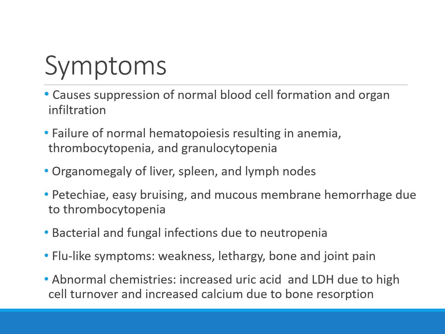Flu-like symptoms such as weakness, lethargy, bone and joint pain. And then of course we're going to do additional testing because we have to really narrow down what's going on in the body in vivo. We're going to do chemistry testing, and a lot of those chemistry tests may come back abnormal. We may see things like an increased uric acid and LDH due to high cell turnover, and increased serum calcium due to bone resorption in cases of multiple myeloma, where we might even see radiology changes in those bones.